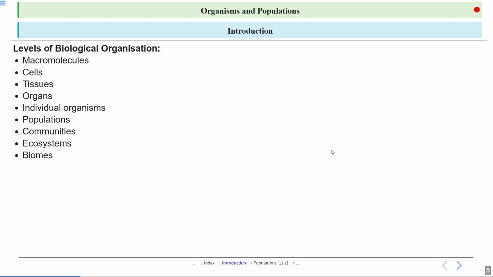Finally, we reach the biome. Biomes are large regions characterized by specific climate conditions and particular types of plants and animals. Examples include desert, forest, and grasslands. Clear? What is the definition of biomes? They are very large regions which have their own climatic conditions and particular types of plants and animals.